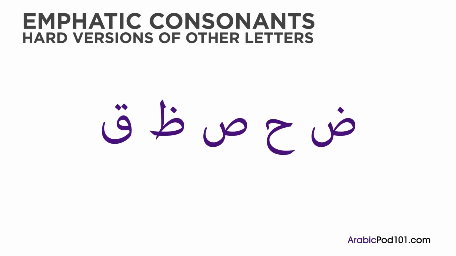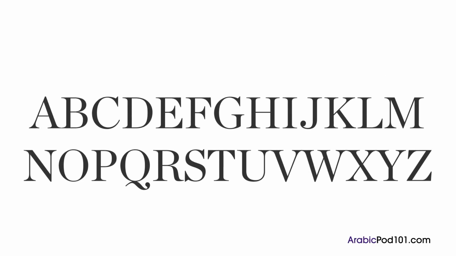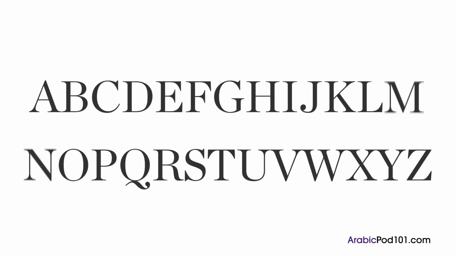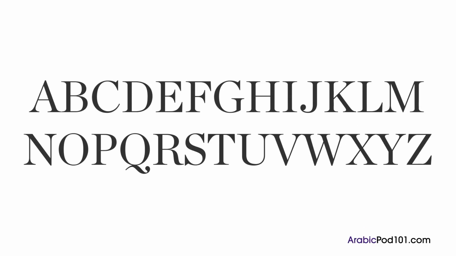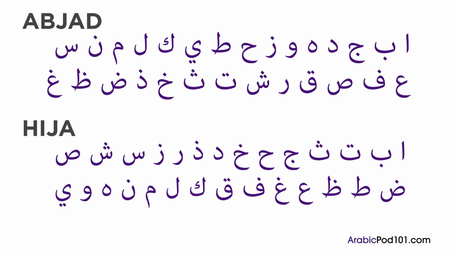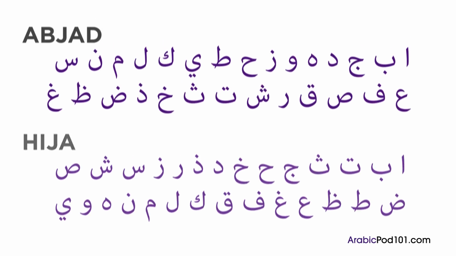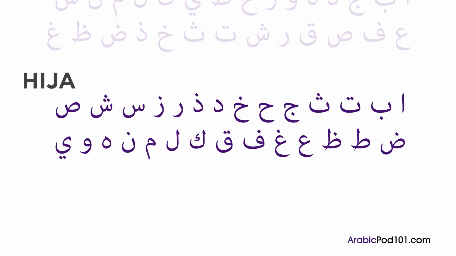Let's talk a little bit about the sequence that they are written in. Just like how English orders its alphabet in A, B, C, and so forth, there is a proper order in which Arabic letters are sequenced too. There are actually 2 ways the Arabic alphabet is ordered. One is called abjad and the other hija.